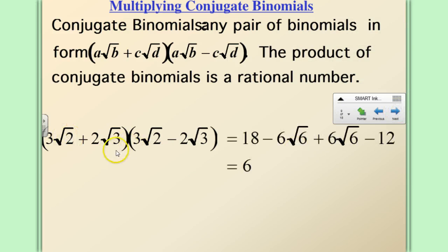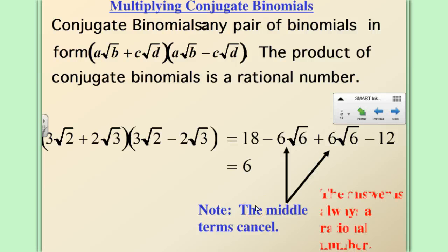Notice 3 root 2 plus 2 root 3, and 3 root 2 minus 2 root 3. Notice when you multiply them out, you get 18, minus 6 root 6 plus 6 root 6 minus 12. The middle terms blow up, and all you get is a rational number. The product of conjugates is always a rational number. In other words, all the radicals blew up.